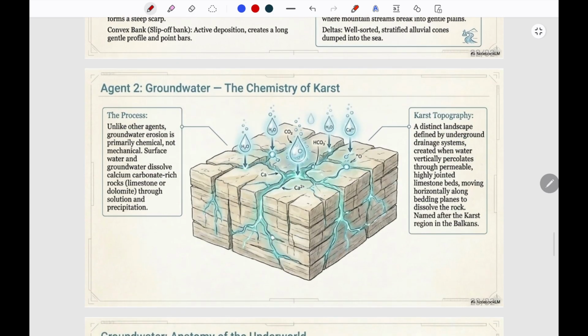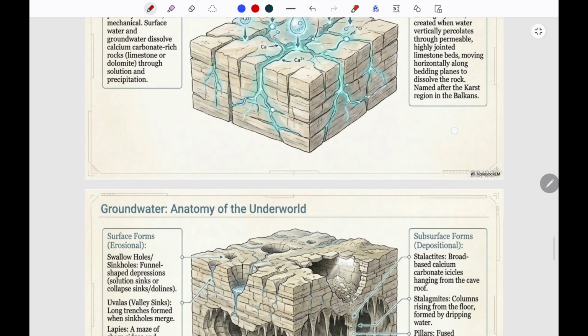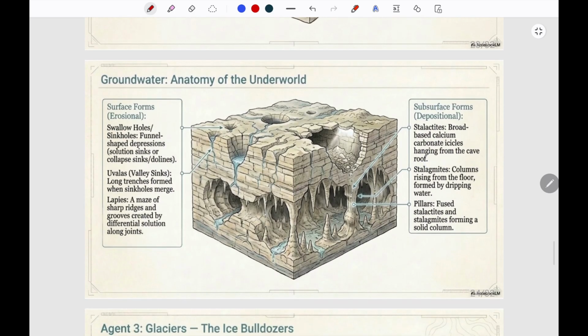Now moving on to the groundwater. The landforms here are basically associated with the chemical action of water, like hydration, carbonation, oxidation, and the landforms formed are known as karst landforms, and they are both erosional and depositional. So, starting with the erosional features, swallow holes. These are shallow depressions on the surface. Then, sinkhole. It is a deeper version of swallow holes.